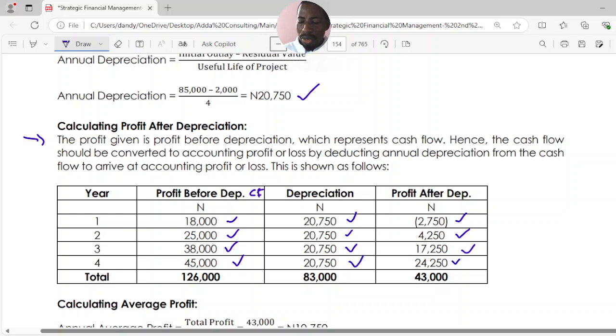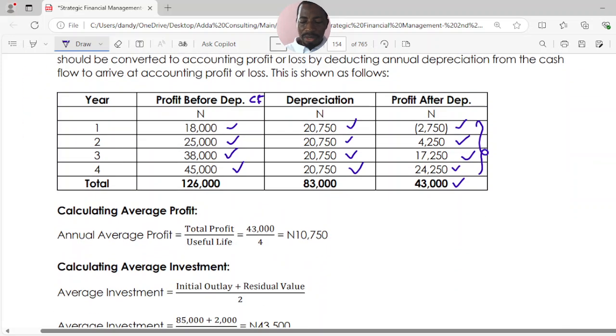I will add up all the profit or loss, add everything together, and that's what produced the 43,000. So I need to calculate average annual profit. To get the average annual profit, the total profit of 43,000 will be divided by the useful life of 4 years. Okay, so that is what produced the 10,750. Average annual profit is 10,750.